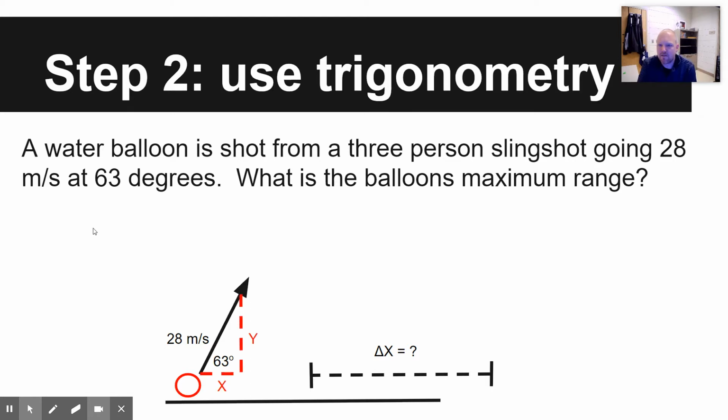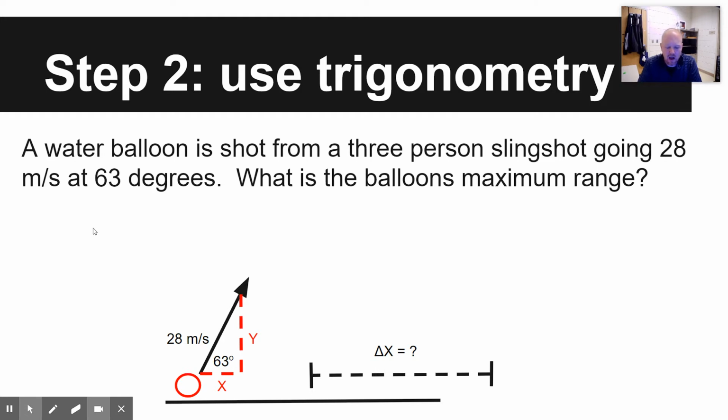The second step you'll have to do is use a little vectors background, a little trigonometry background, and resolve that vector into x and y components. And so you have a 28 meter per second velocity from the three-person slingshot, but some of that velocity is in the x direction and some is in the y direction.